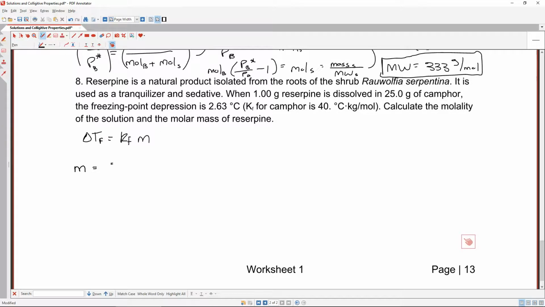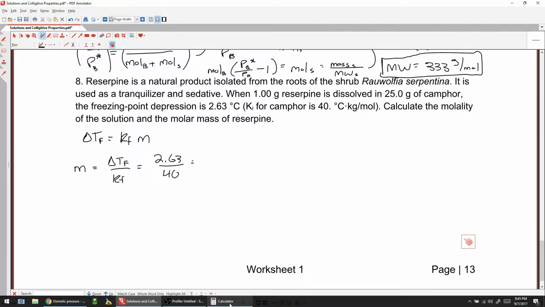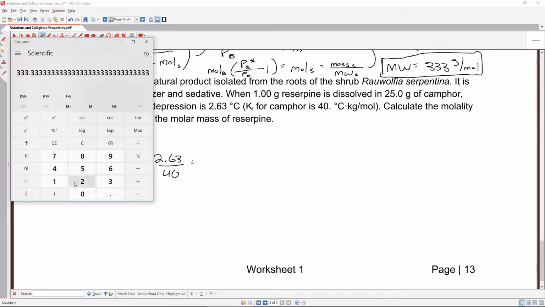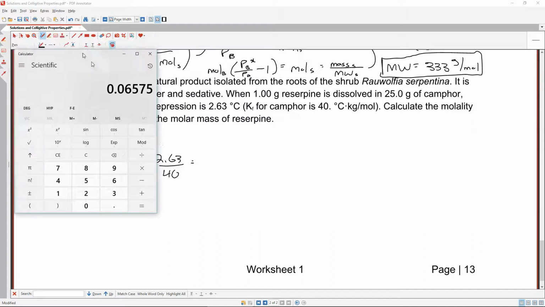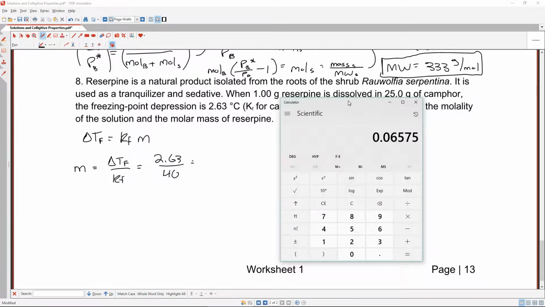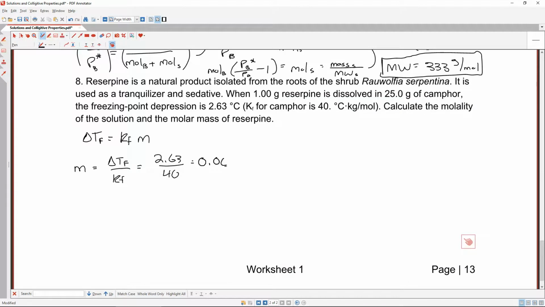So our molality is equal to delta Tf over Kf. So we have 2.63 degrees Celsius over 40. Let's run that really quick. 2.63 divided by 40 is 0.066 moles per kilogram. And we can actually use this to solve for its molar mass.